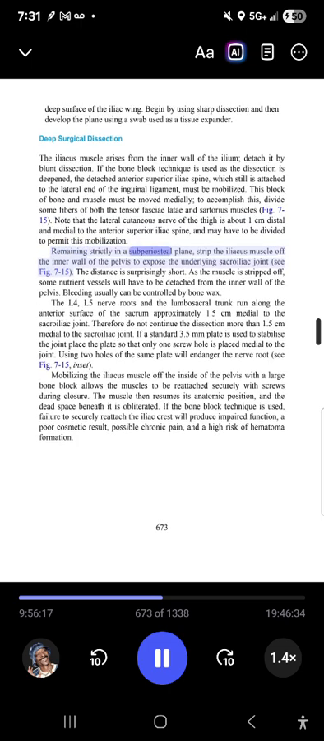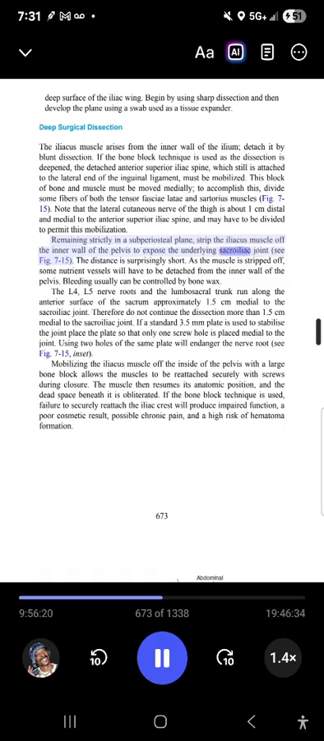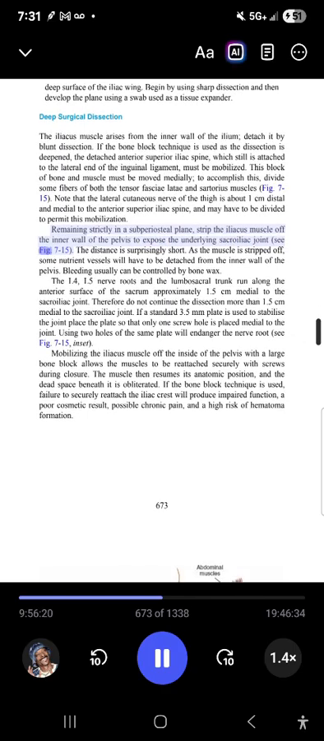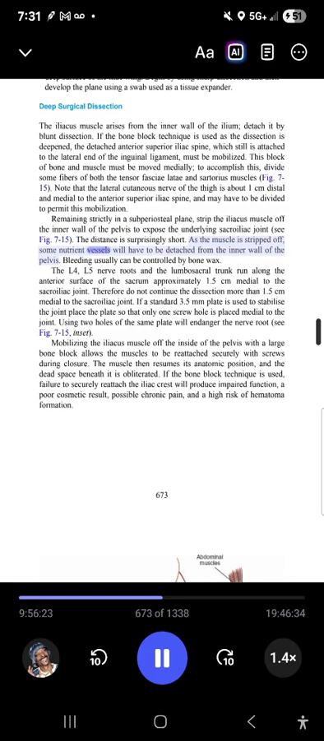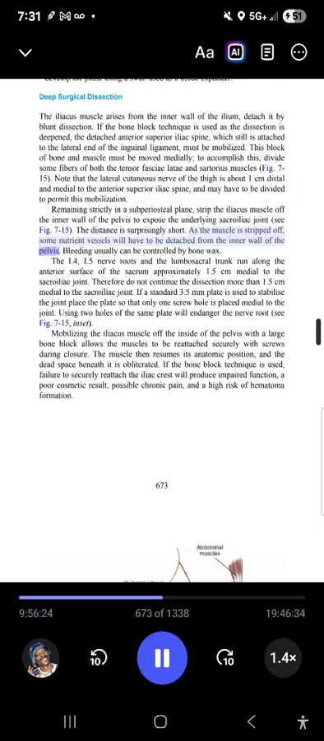Remaining strictly in a subperiosteal plane, strip the iliacus muscle off the inner wall of the pelvis to expose the underlying sacroiliac joint, see figure 7-15. The distance is surprisingly short. As the muscle is stripped off, some nutrient vessels will have to be detached from the inner wall of the pelvis. Bleeding usually can be controlled by bone wax.